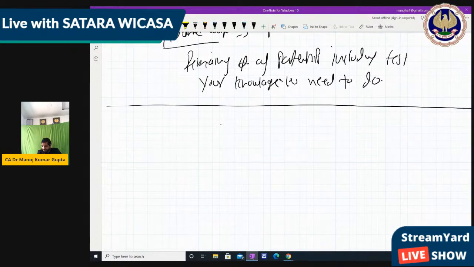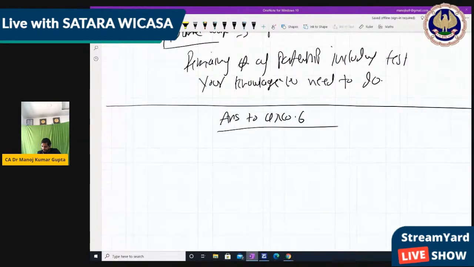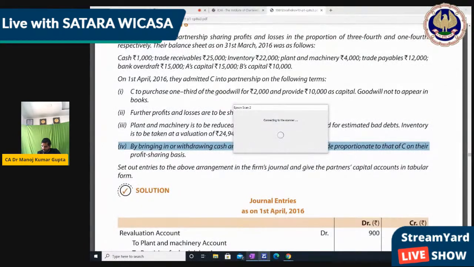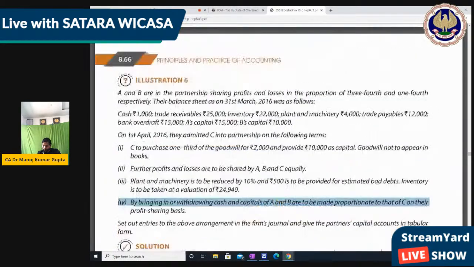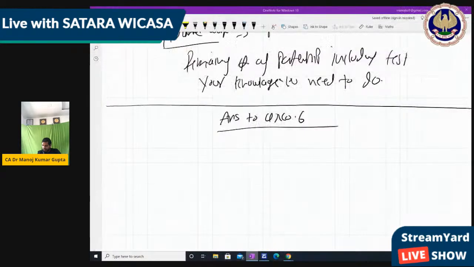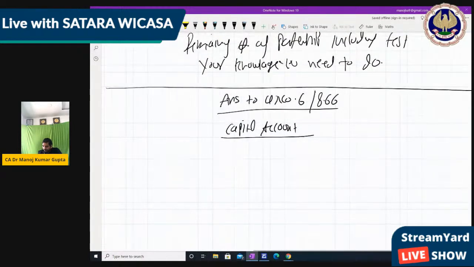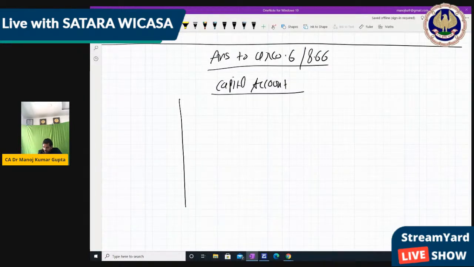Answer to question number 6. What is the page number, friends? Page 66, right? We prepare only the capital account, which is prepared in columnar form.